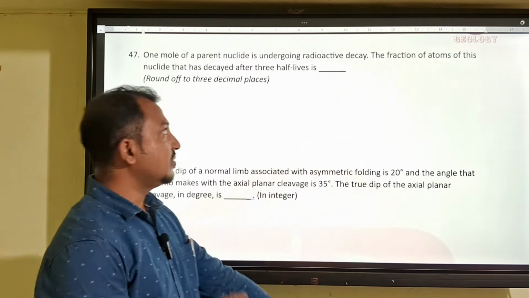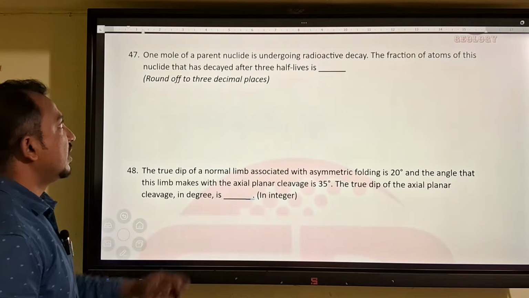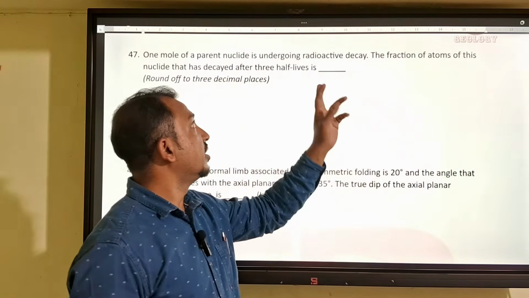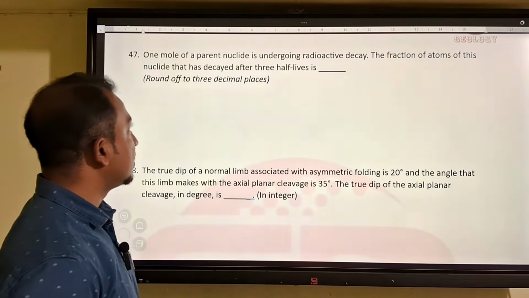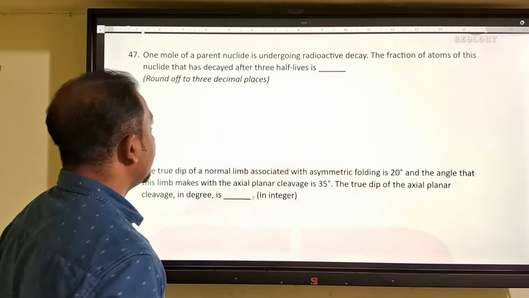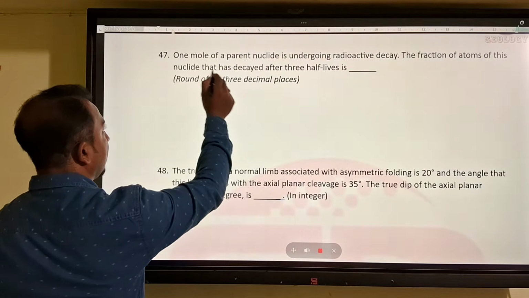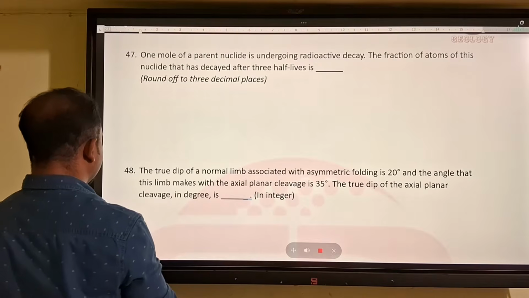So next come to another question. It is also a very easy question. So one mole of parent nuclei is undergoing radioactivity decay. So the fraction of atoms of this nuclei that has decayed after 3 half-lives. So it is asked how much is decayed.